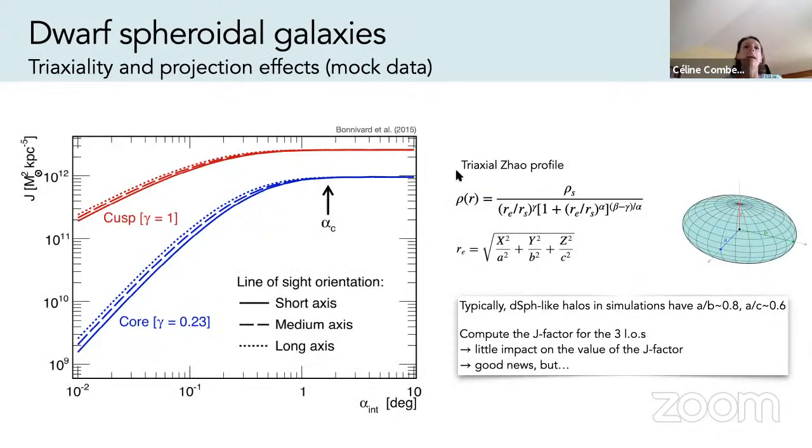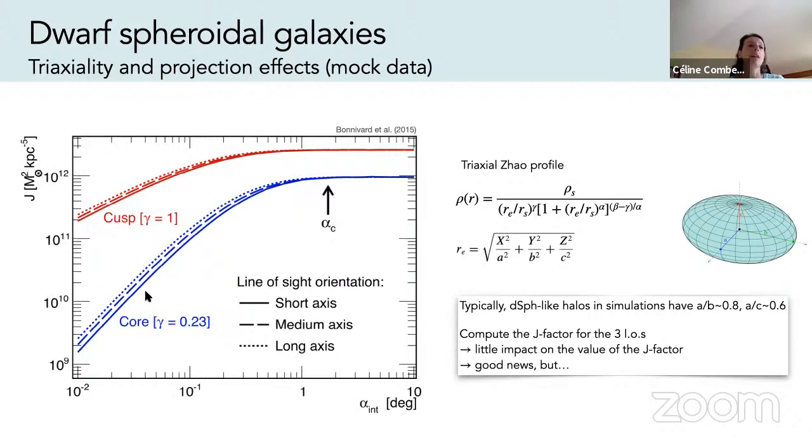Okay, I need to move a bit quicker. I just want to say a quick word about triaxiality, because those objects, you remember, are triaxial, they're not spherical. There is a way to see the effect of this if you change slightly a Zhao profile with this shape parameter, but you use for the radius something that depends on the axes of your triaxial halo. And in this figure, what we did is taking this and integrating the J factor, orienting the halo in the 3 directions: the short, medium, and long axis.